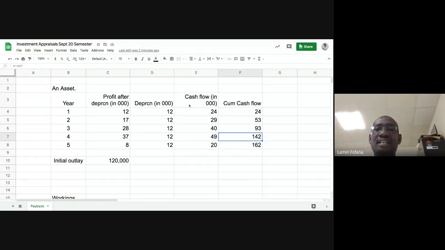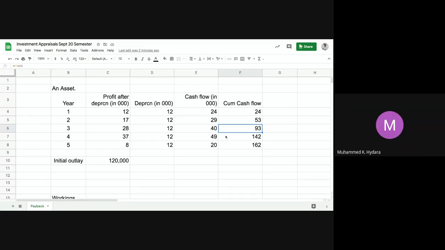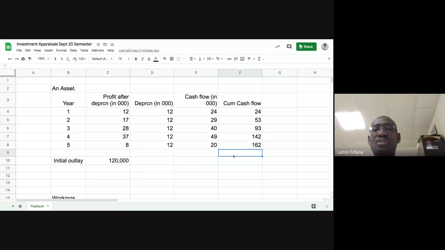Year 3 is not yet. Year 3 cumulative, we have 93. 93 is less than 120, Mohammed. You already said it, didn't you? Yeah, you're right. I missed it. So when we're going to recoup our cash flow, we're definitely going to do that in year 4, isn't it? So that means we know clearly our payback period is year 3 plus some months in year 4. Clearly. Okay? Yes, so that's right.